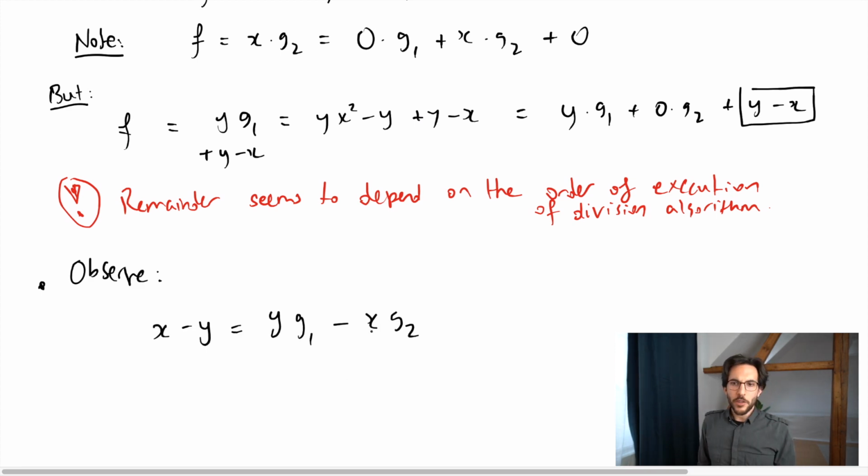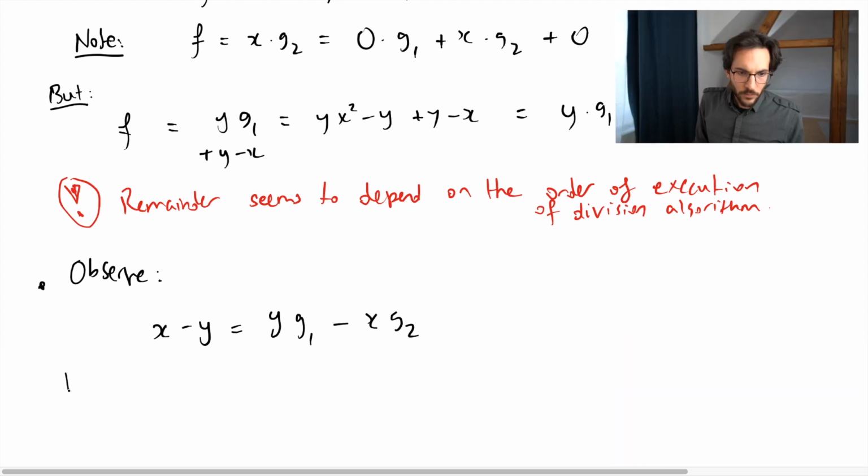So we just computed this upstairs, basically, that y minus x is f minus y g1, but f is already x times g2. So we have the following equality, which means that x minus y belongs to the ideal generated by g1, g2, but there is no way you would have made this reduction process if you were doing some kind of algorithm. So this is just the observation from before, that y minus x or x minus y would not have been further reduced by any division algorithm.